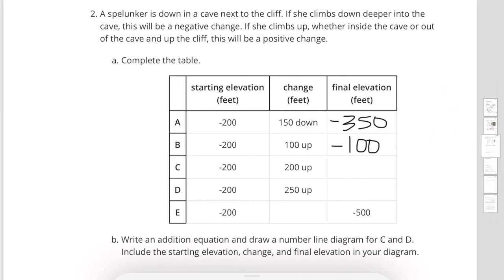C, negative 200 feet, and she goes 200 feet up. So that would be an elevation of 0 feet. On D, negative 200 feet, and she moves 250 feet up. Well, we know 200 feet up puts us at 0, so an additional 50 feet up puts you at positive 50 feet.